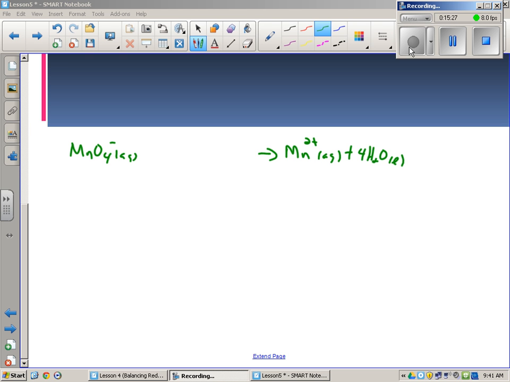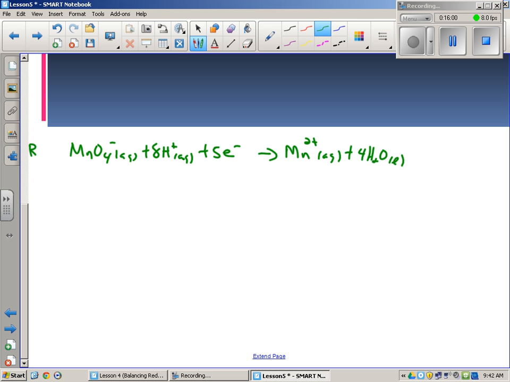I got 8 H's there, so I'm going to add 8 H's here. Okay? And then you're going to take a break here after doing all that, and you're going to say, okay, I need to add some electrons. Where do I add them? Well, let's see here. Altogether here, you have a 7 plus on the left-hand side, and on the right-hand side, you got 2 plus, right? 8 plus, 7 plus. Yes? 2 plus. I'm going to add 5 here.